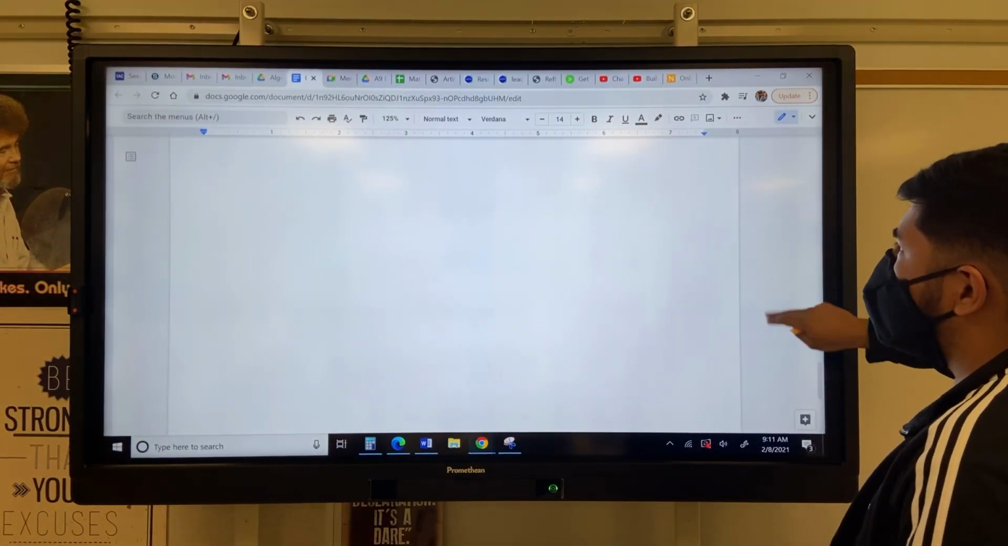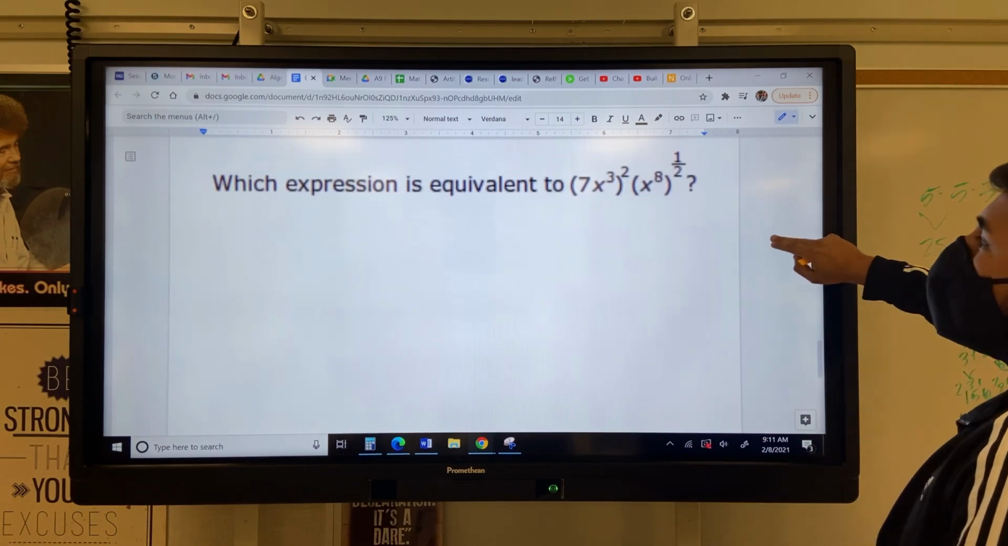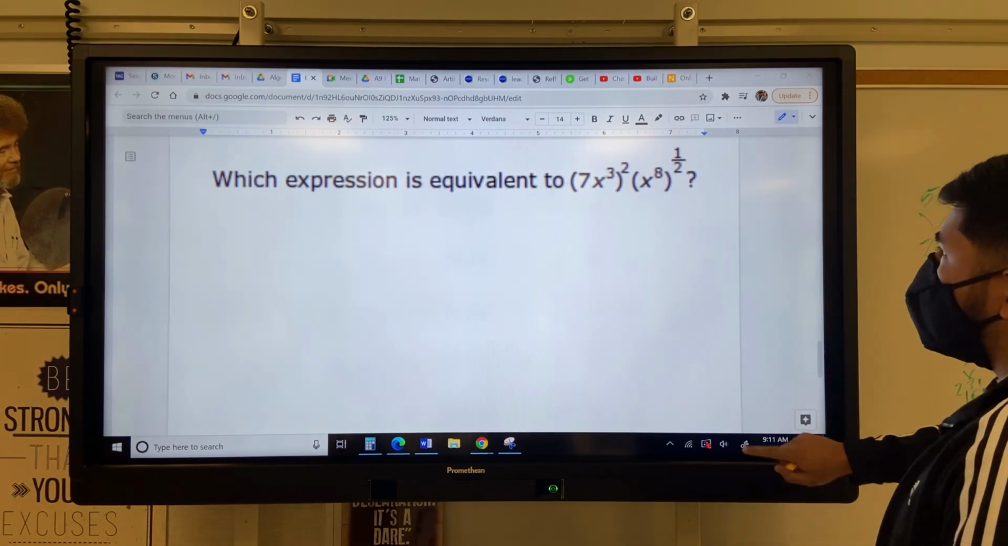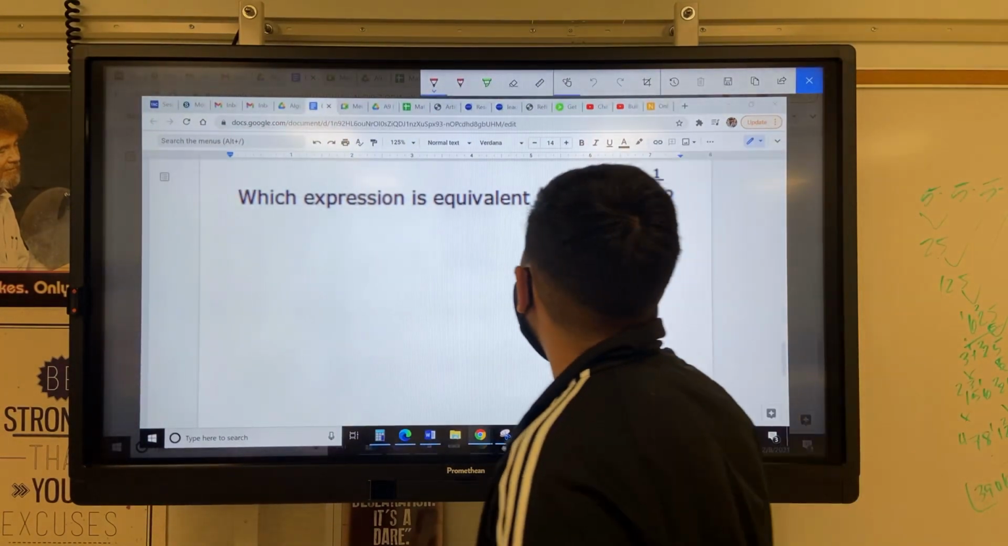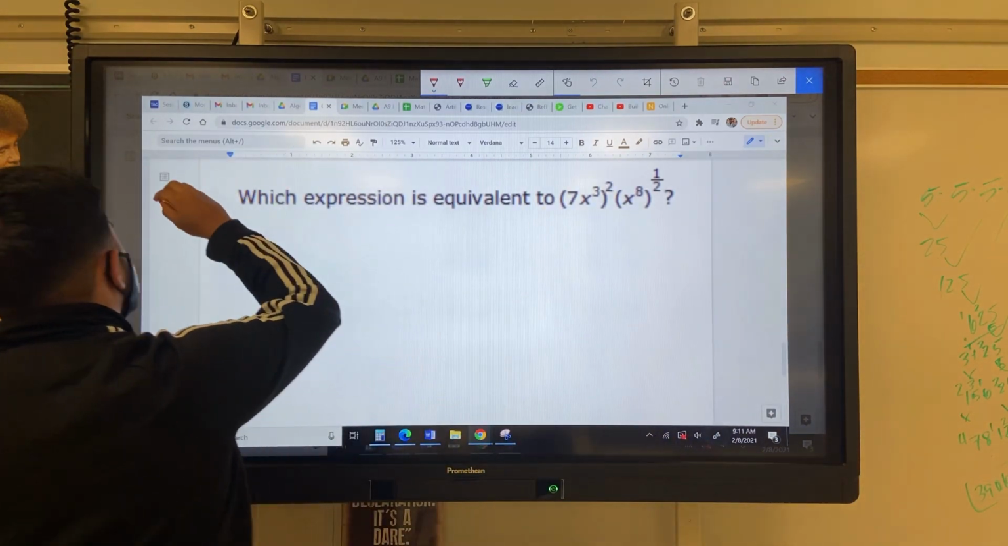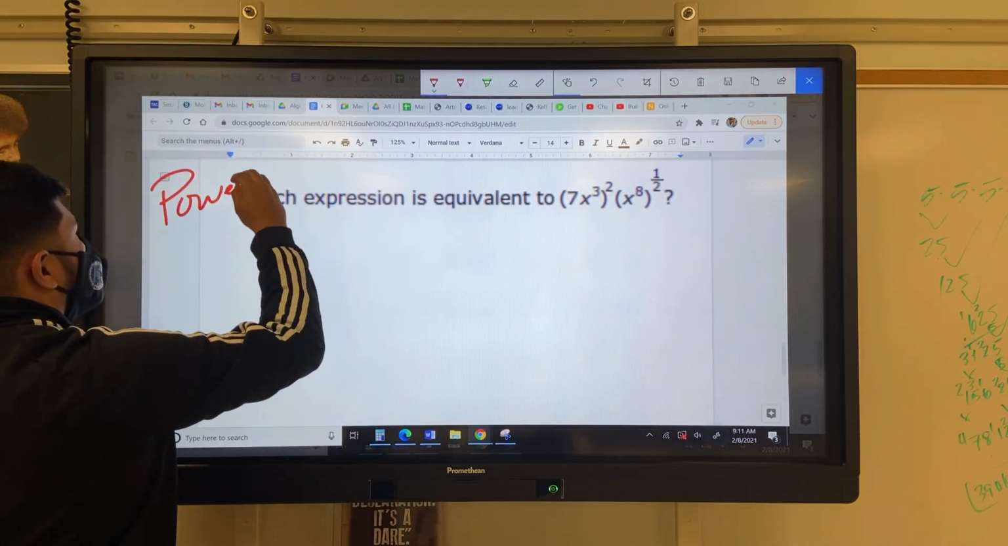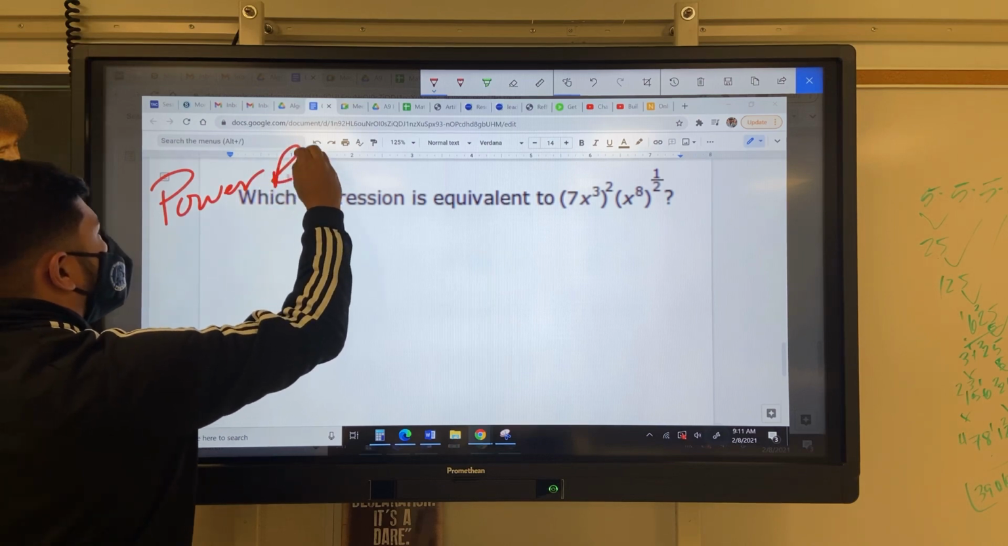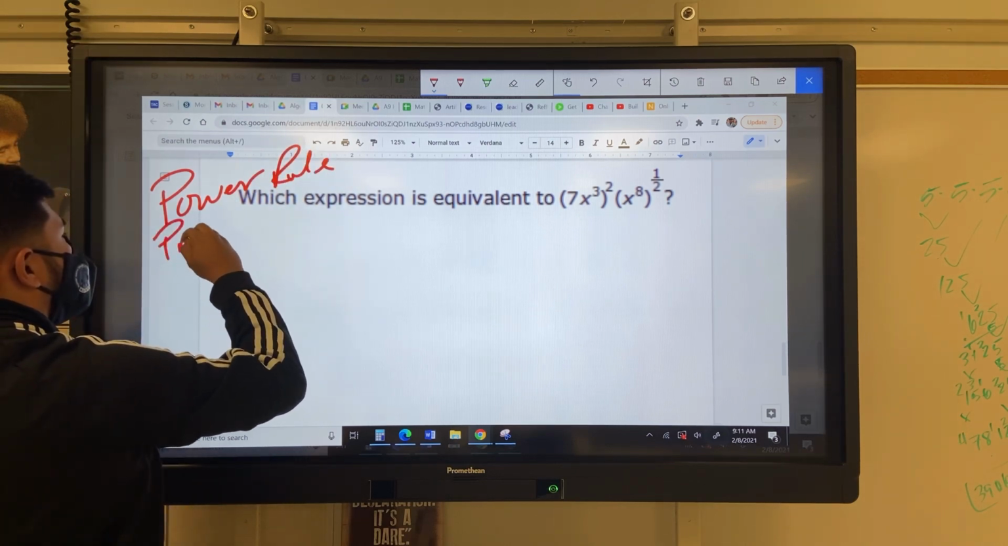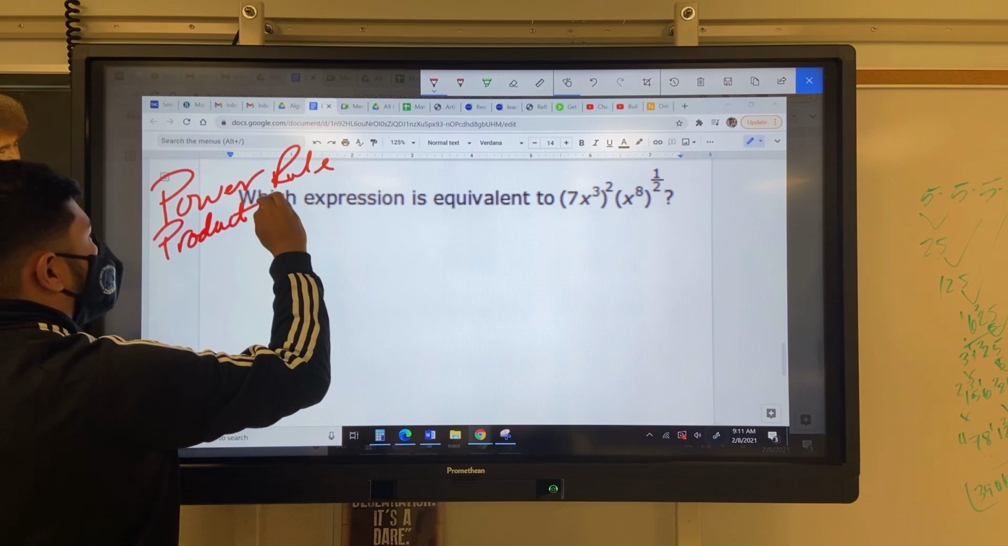Is that it? Yeah, that's it. Which expression is equivalent to that? Let's do it. So right here is power and product. Power rule. Product rule.